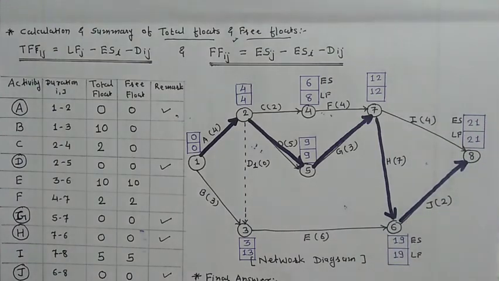So here I have finished our example number 6. And in the next lectures, I will start another example in which we will cover the network diagram, free floats, total floats, and earliest start time and latest finish time.